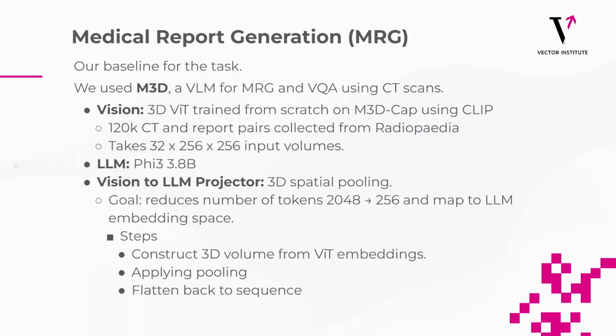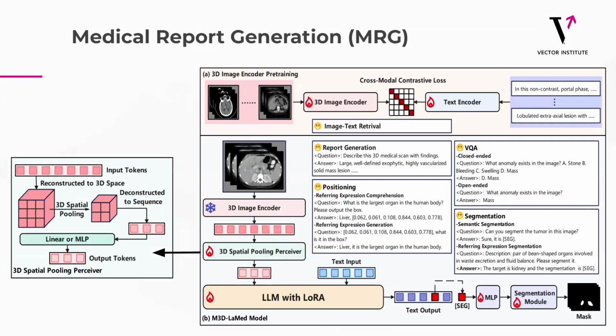And they do that in 3 steps. After you process the CT scan using a ViT, you have these embeddings. First you construct a 3D volume from these embeddings, then you apply average pooling, and then you flatten it back into a sequence. And then you pass it to the LLM. So that's the projector. I have a figure here from the M3D paper that presents the framework. You can see the projector here. This is the first part where they pre-trained the ViT using CLIP, and this is the LLM.